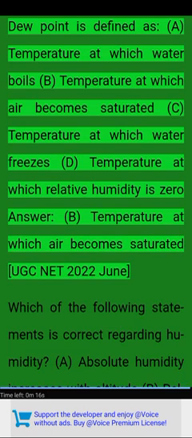Dew point is defined as: A. Temperature at which water boils. B. Temperature at which air becomes saturated. C. Temperature at which water freezes. D. Temperature at which relative humidity is 0. Answer: B. Temperature at which air becomes saturated.